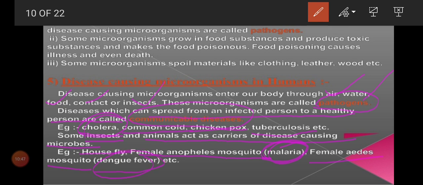So here you want to remember either through air or water or food or contact or insects. I will give the flow chart of what the transmission modes are. So here we want to remember the insects like the housefly and some female mosquitoes. The female Anopheles mosquito will cause malarial fever, and one more mosquito, the female Aedes mosquito, will cause dengue fever. And these are some examples through which microorganisms will enter into human beings, and cause so many diseases.